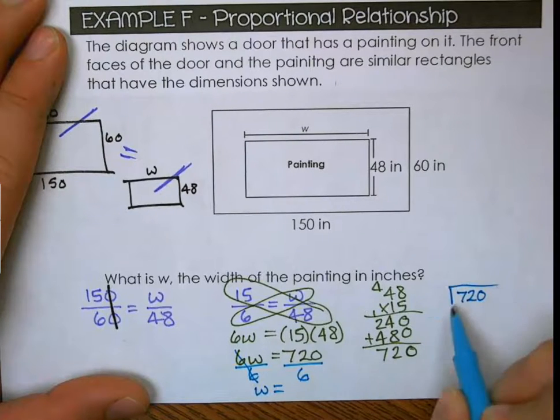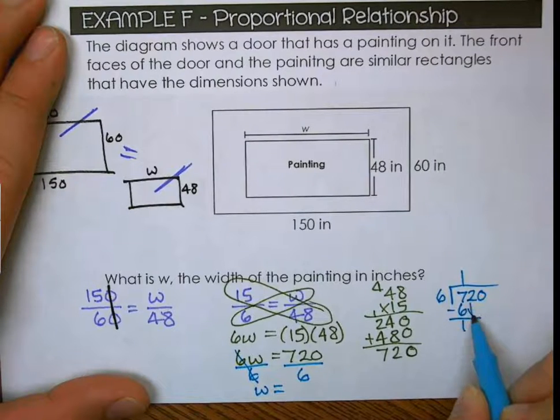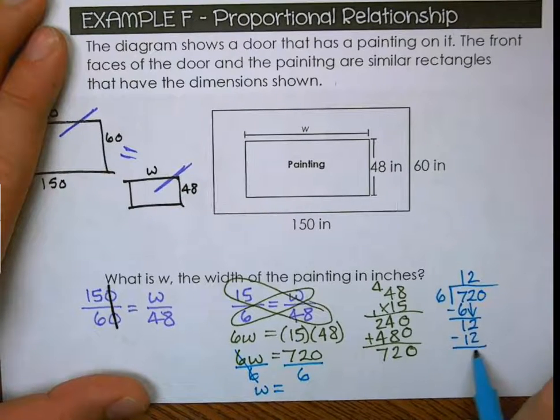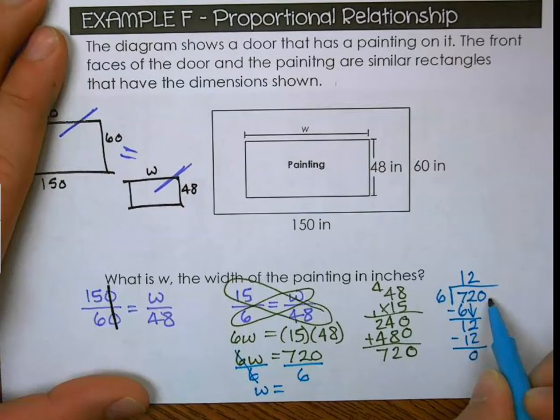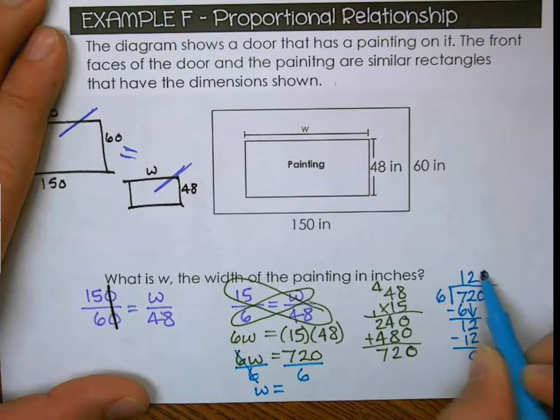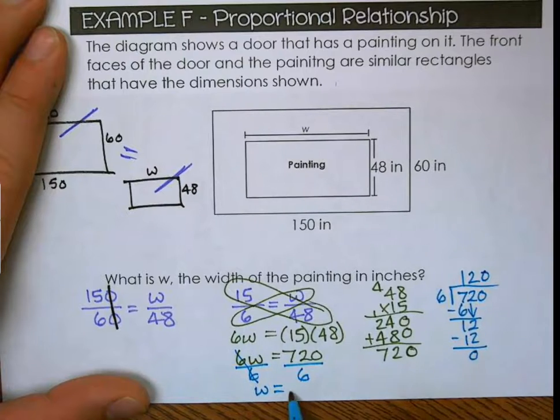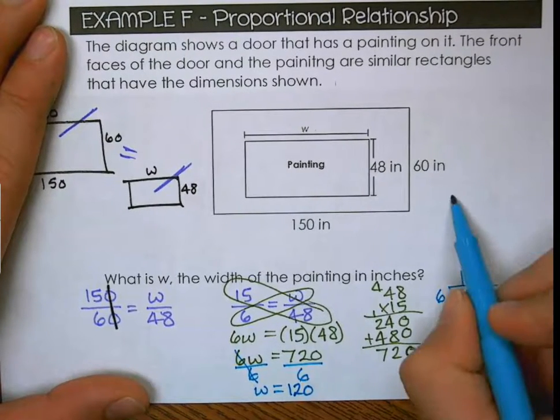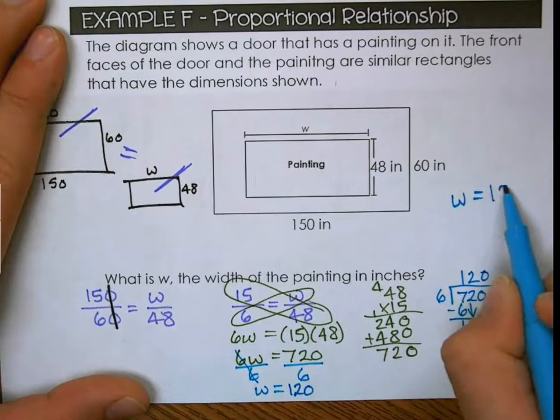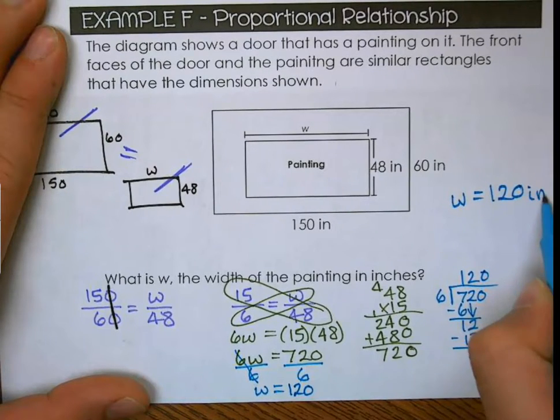720 divided by 6. 6 will go into 7 one time. 6, subtract, and you get 1. Bring down the 2. 6 goes into 12 2 times, exactly. But we still have this 0 here, because that's going to come straight up. So, W equals 120. And this is inches.